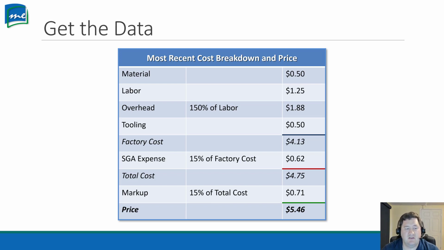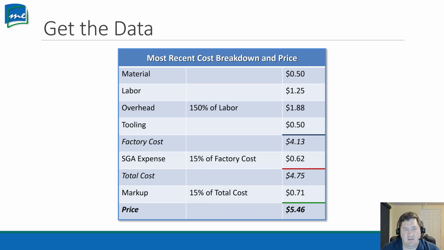Then we have our sales and general administration expense. That's 15% of our factory costs. So 15% of $4.13 is 62 cents, which will give us our total cost of $4.75. And of course, there's a price markup. Here they're using 15% as their price markup, which is 71 cents, giving us that grand total of $5.46.